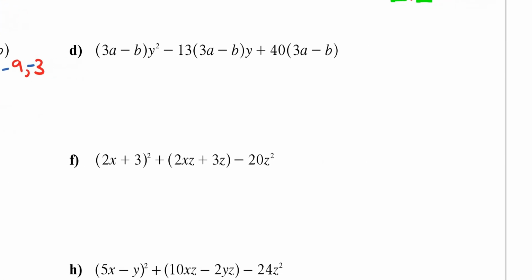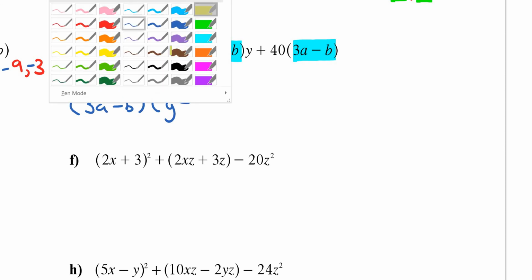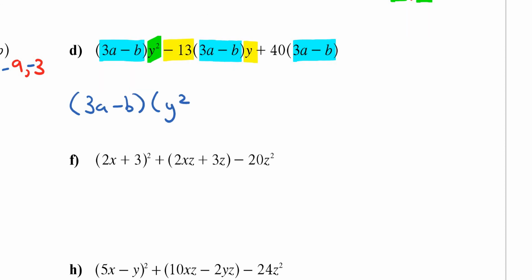This is the last one that I'll do for this homework video guide. So there's a 3a minus b, 3a minus b, and a 3a minus b. So let's pull that out as 3a minus b. And then I have a y squared there. Okay, so the y squared remains. And then you'll notice that there's a negative 13y. So that negative 13y stays. And then I have a plus 40. So that's going to be plus 40.